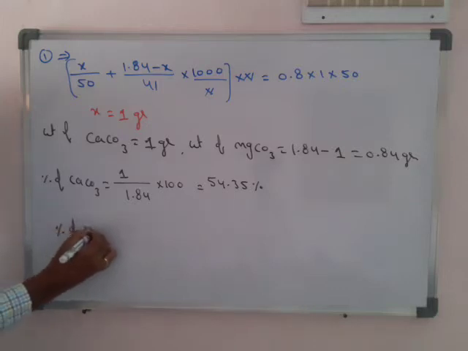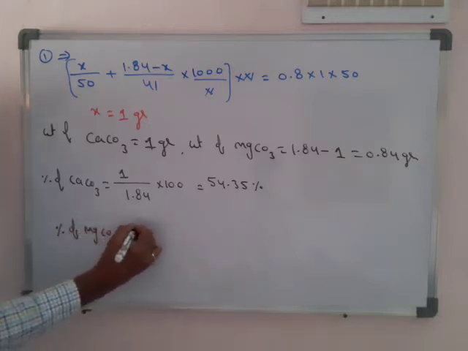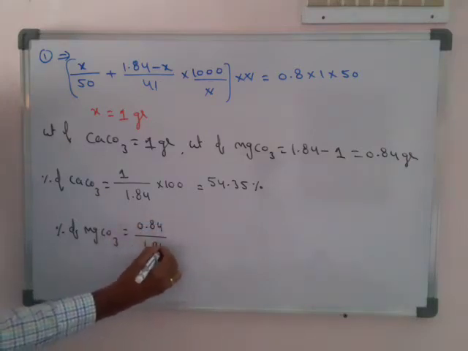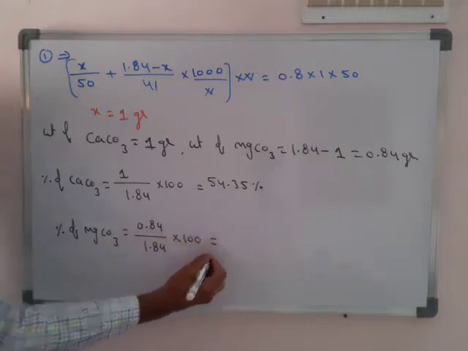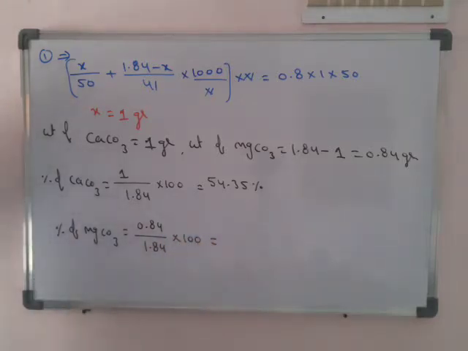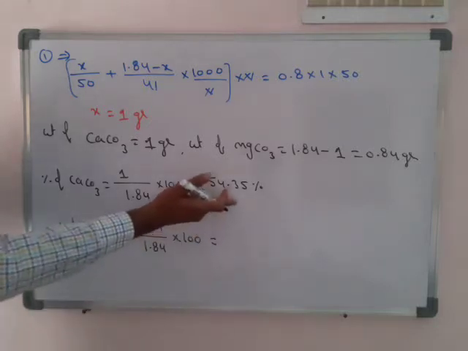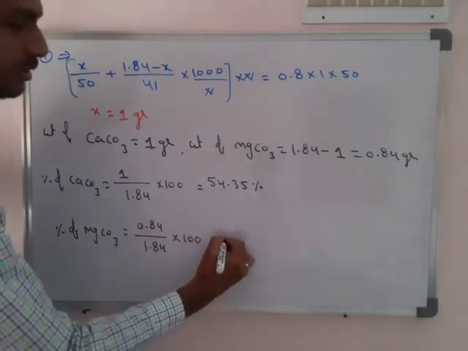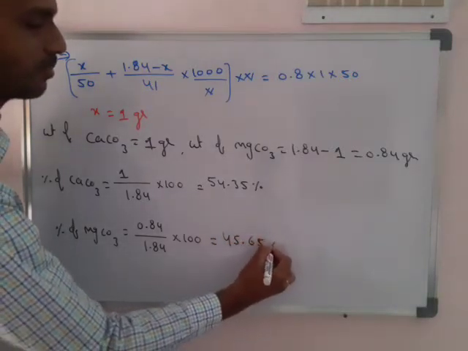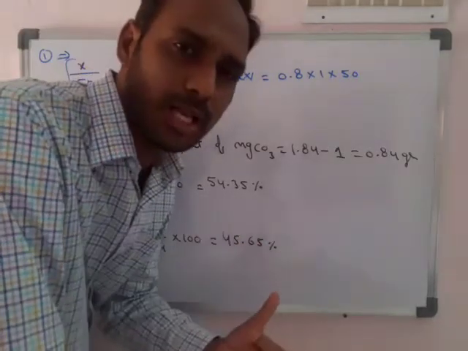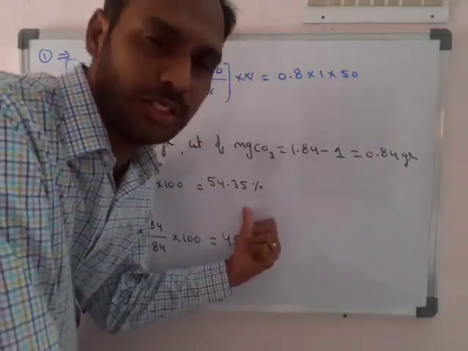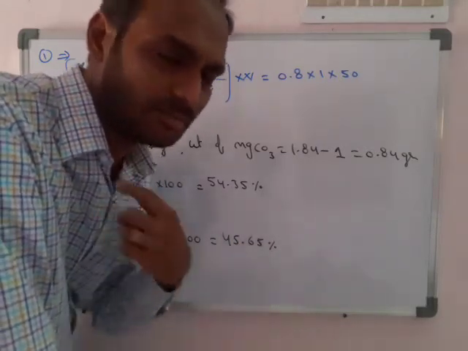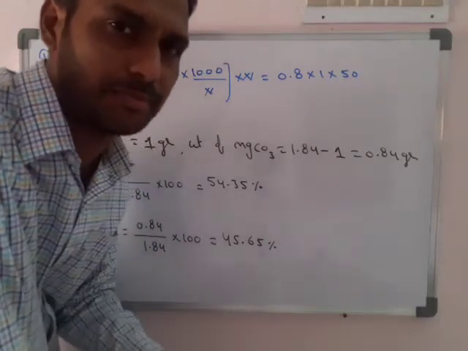So the percentage of MgCO3 is weight of MgCO3 by total weight of the compound into 100. So 84 by 184. Here we can simply take 100 minus 54.35, because only two compounds are there. So that is 45.65%. Only two compounds are there, so 54.35 is the percentage of the first compound, so automatically 100 minus the first compound gives the percentage of the second compound. Okay.